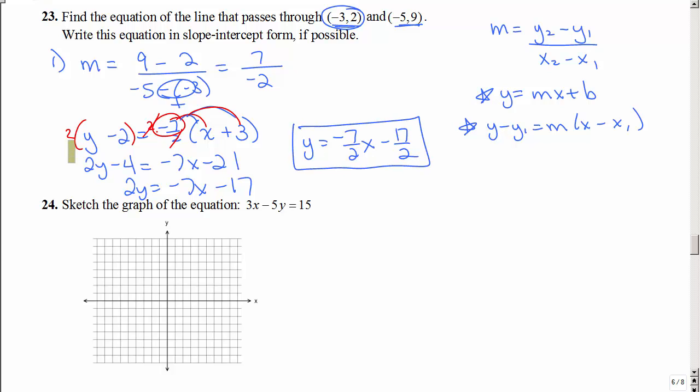Now I realize that this is probably strange, and you're going, I've never seen that. That's okay. Your teacher may have only used that formula. However you got there, I promise that's the correct answer.